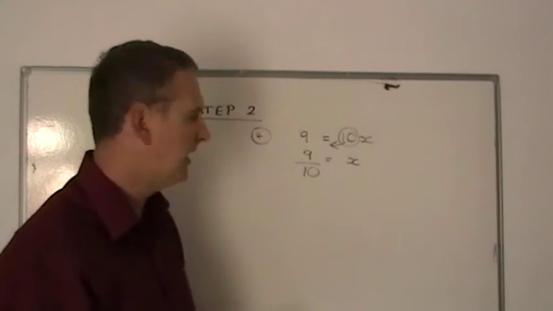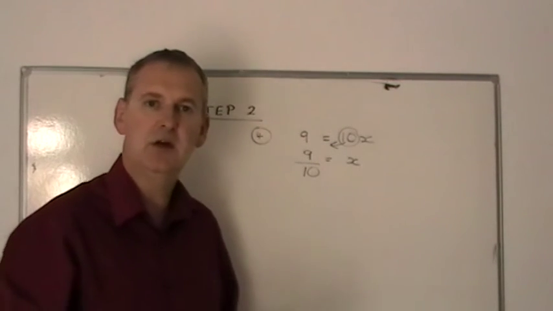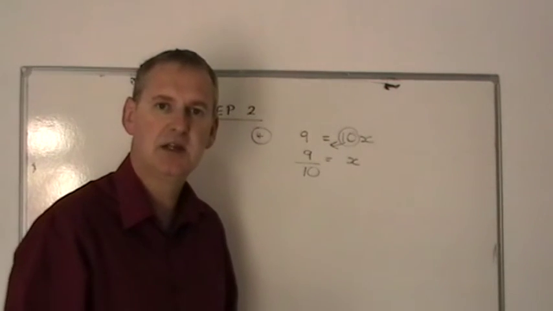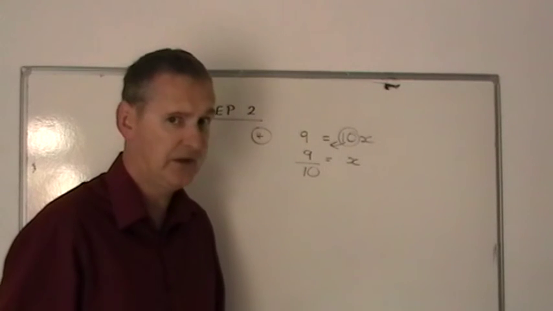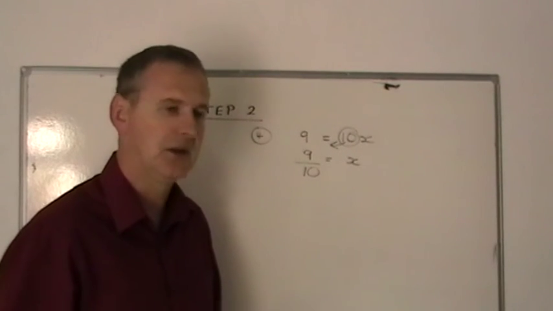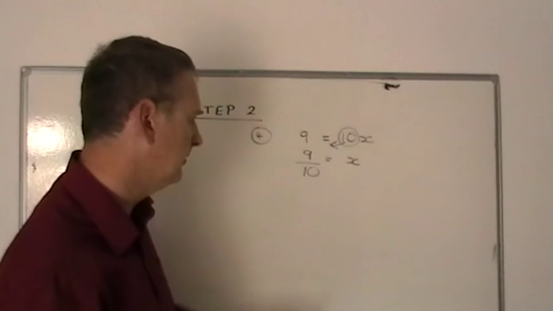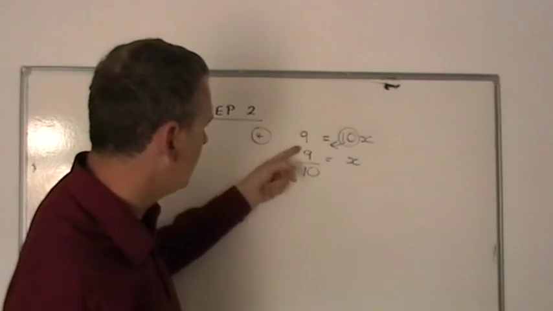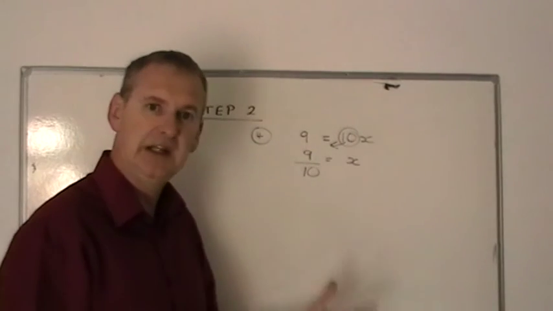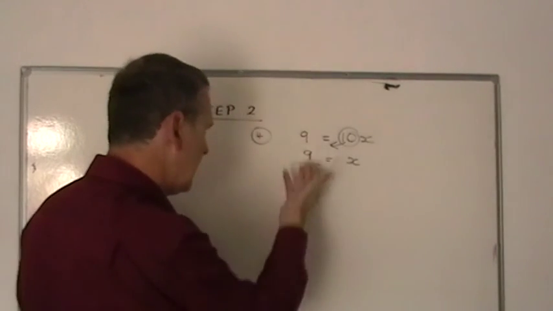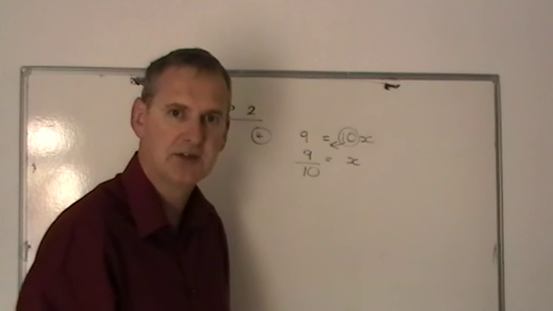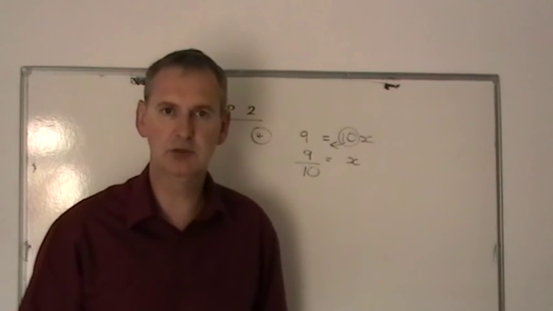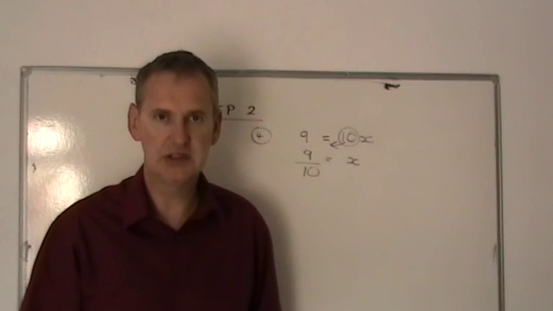Next step, we work out what 9 shared by 10 is. Well, if you did it on a calculator, 9 shared by 10, you get 0.9. And that's perfectly fine. But why bother with that? 0.9 is not a nice whole number. But if you ever get a situation with not a nice whole number, then just leave it as a fraction. The answer is 9/10. 9 over 10, 9/10. That's it. That's step 2. Short and sweet. See you on step 3.